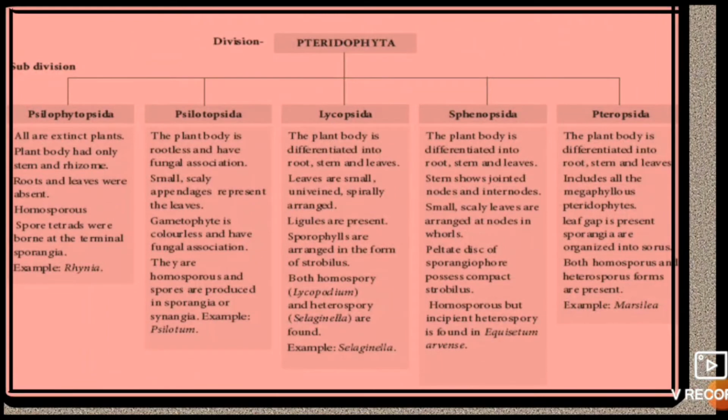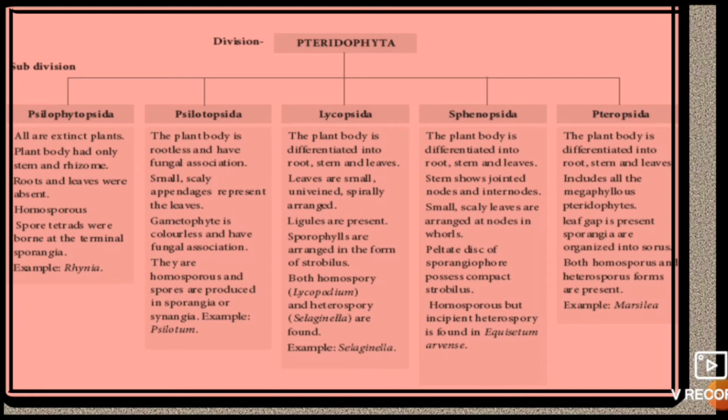Pteridophytes belong to five main divisions: Psilophytopsida, Lycopsida, Sphenopsida and Pteropsida. The first subdivision, Psilophytopsida, consists of extinct plants that had only stem and rhizome. Roots and leaves were absent. Homospores were borne in terminal sporangia. Example, Rhynia.